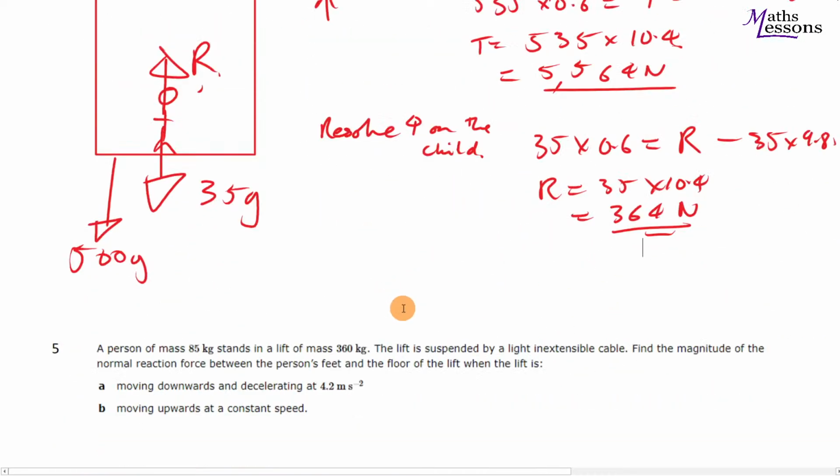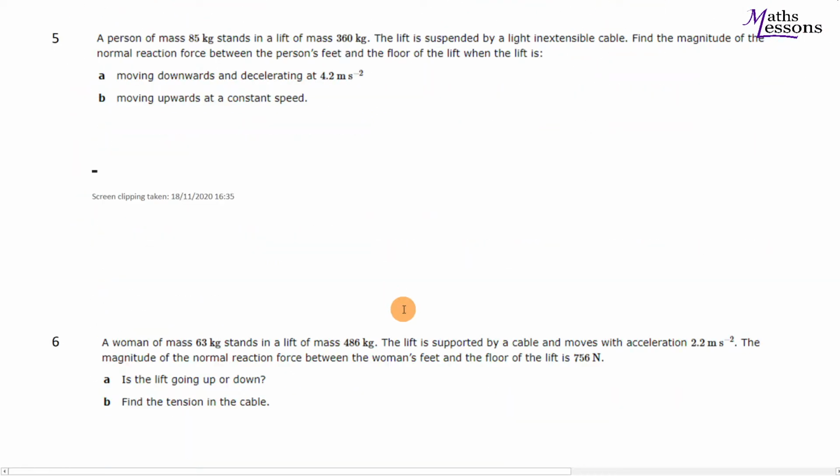Right, next question, question 5. Give you 3 minutes for this one. You should be getting the hang of these. Off you go.